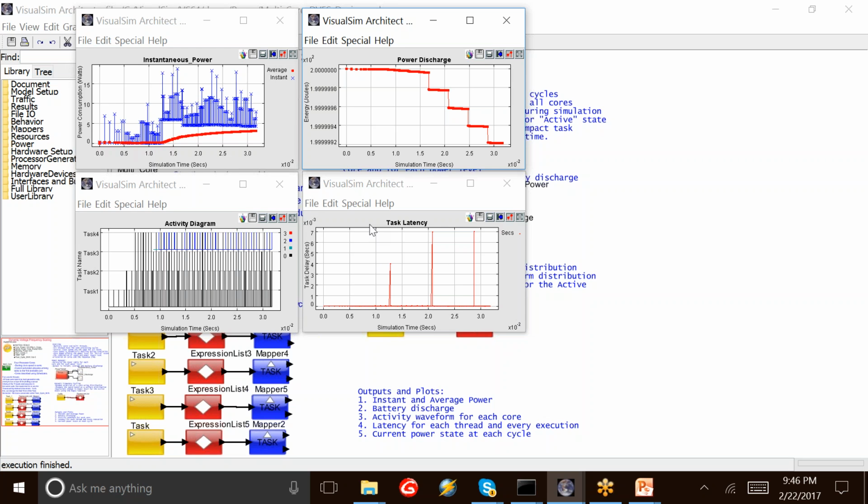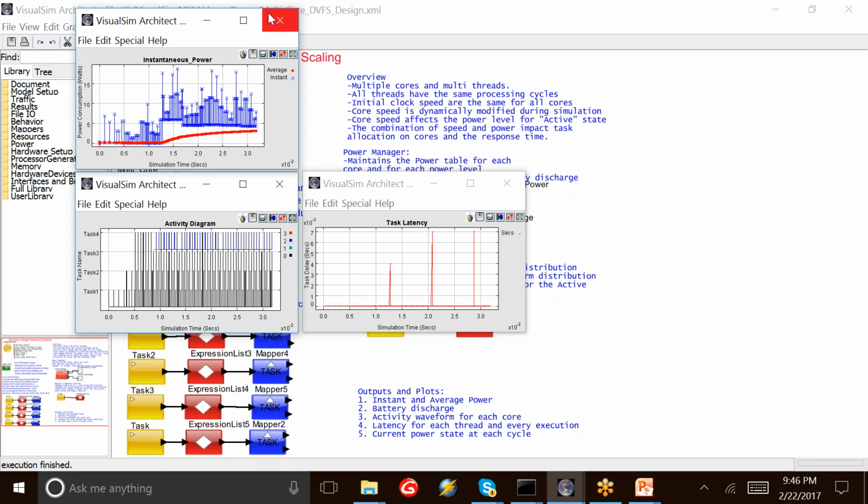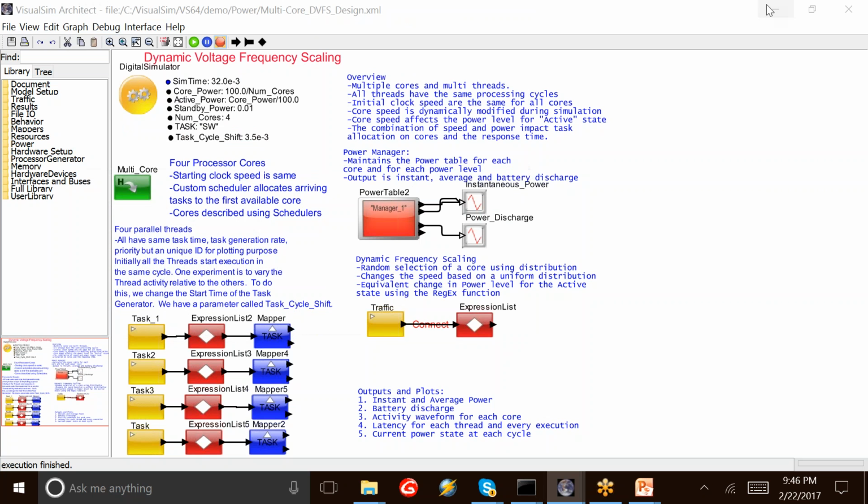Things like that. So first, I have dynamic voltage frequency scaling. The second thing is, I can look at various ways to modify the power, and then I see how it impacts my system latency. So that's how the power table gets defined in these systems.